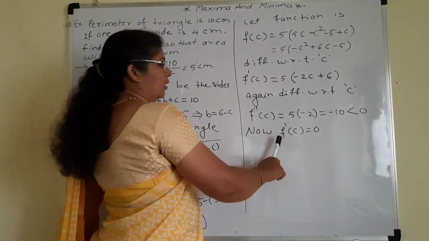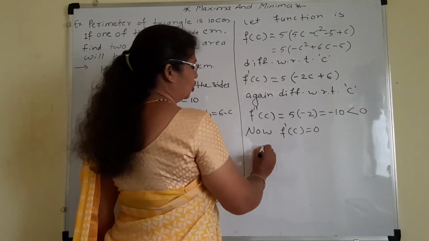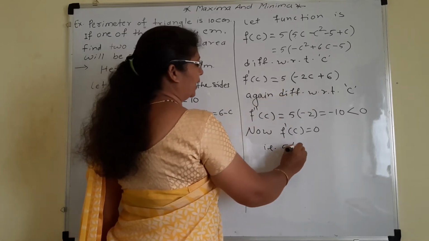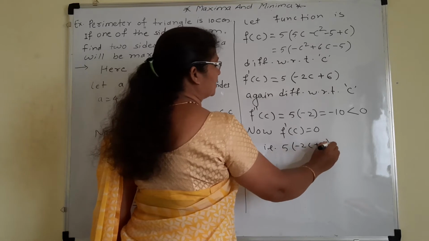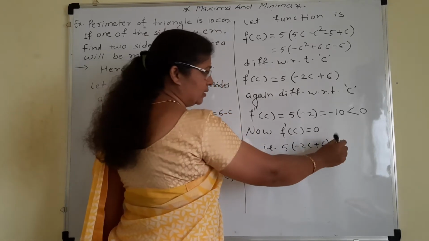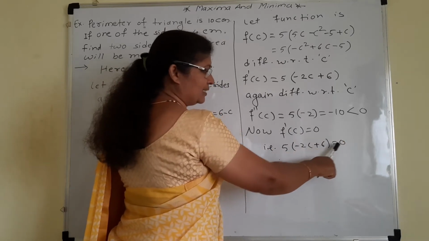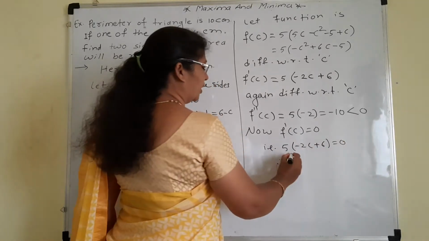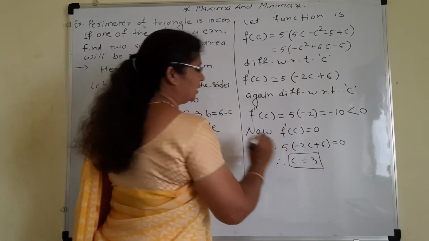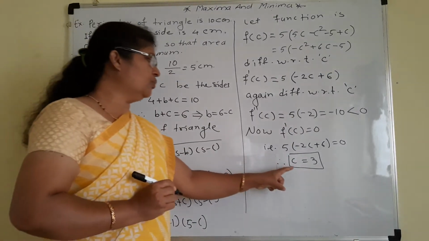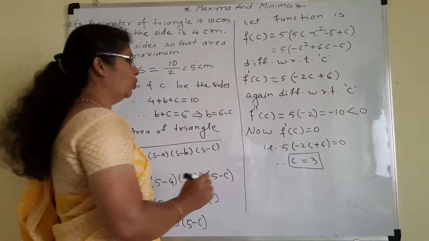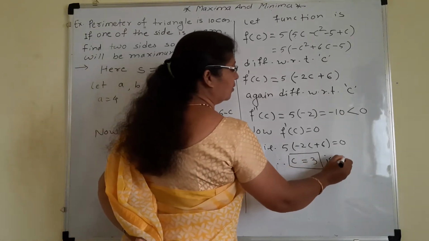So here, for f dash of c equal to 0, consider this one: 5 into bracket minus 2 times c plus 6 is equal to 0, and hence 5 cancels, minus 2c plus 6 is equal to 0, and therefore you will get c is equal to 3. The value of c will be 3, and this value will be maxima because the second order derivative is less than 0.